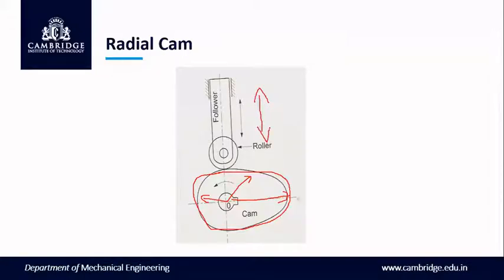reciprocating motion, and the cam in turn is mounted on a shaft. The shaft and cam are keyed together with the help of a taper key, and there is direct contact between cam and follower. The follower we use here is a roller follower.